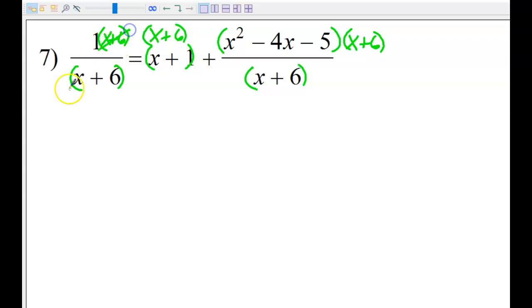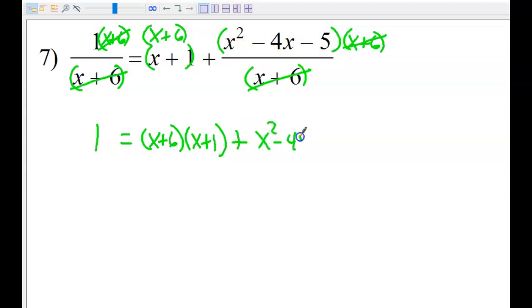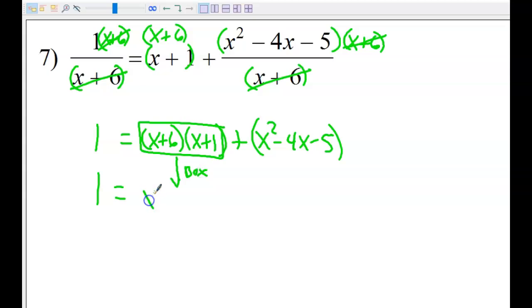And in this case, these go away. These go away. So we're left here with 1. Here we have x plus 6 being multiplied with x plus 1. Plus that guy. We need to box that out. That would give us x squared plus 7x plus 6.